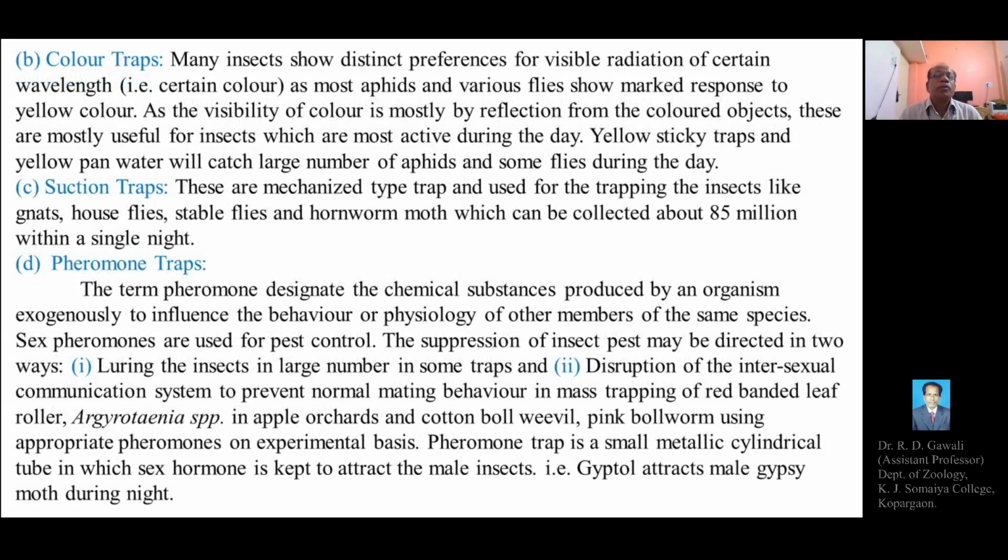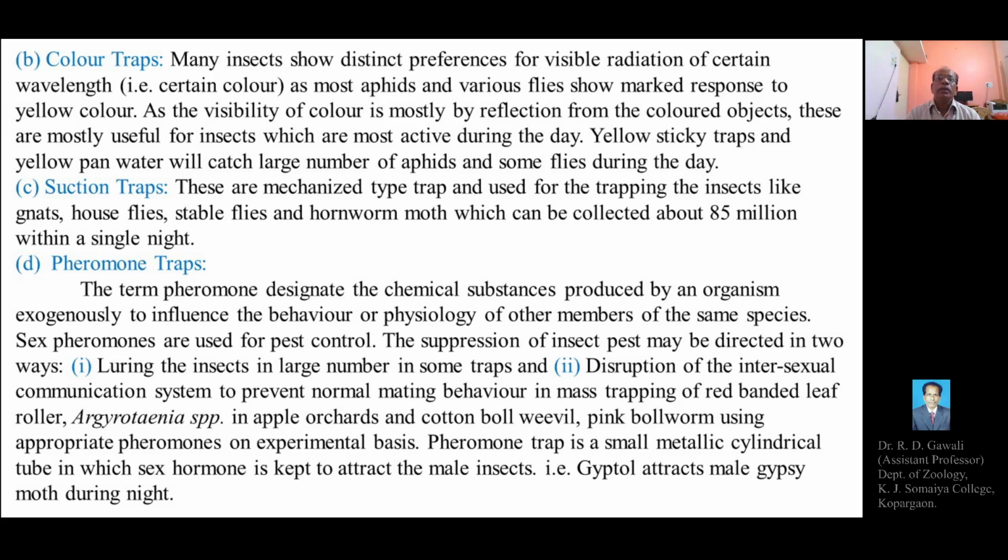Then color traps, the second type of traps, called color traps. Many insects show distinct preference for visible radiation of certain wavelengths or certain colors. There are different types of insects which get attracted towards different visible radiations or different colors or wavelengths, as most aphids and various flies show a marked response to the yellow color.